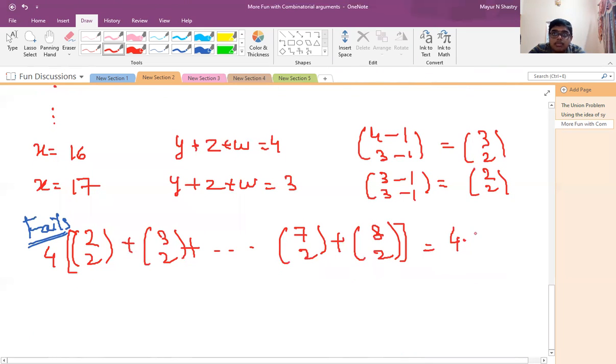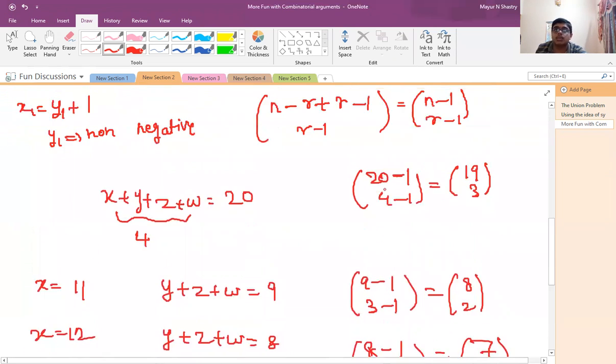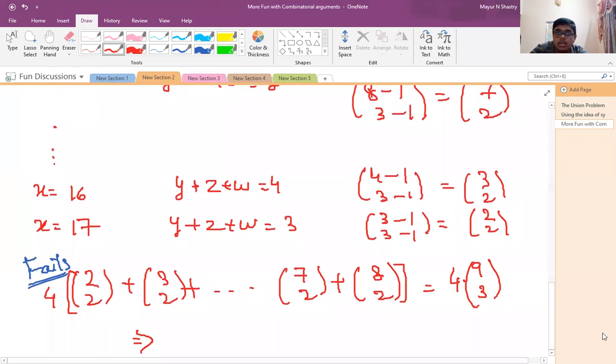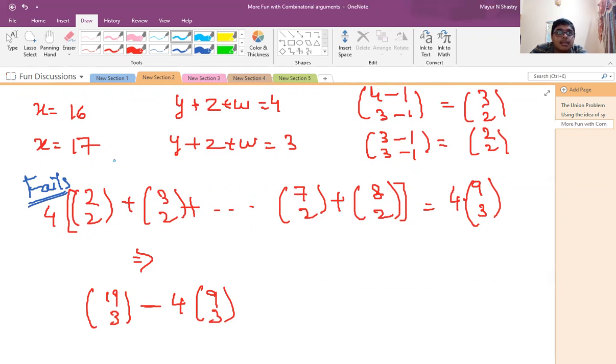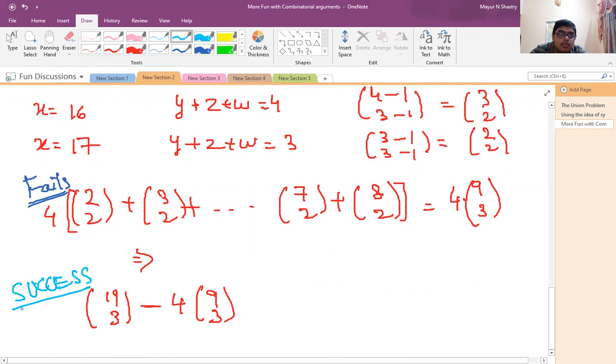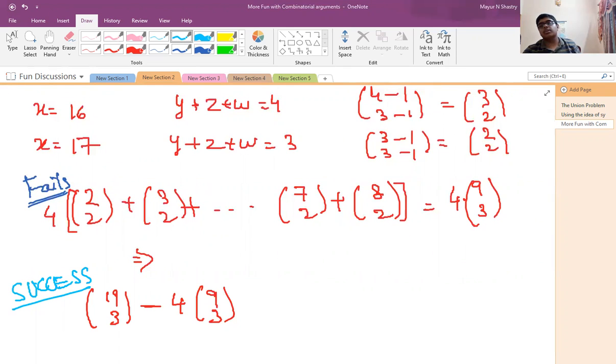So this is 4 times 9 choose 3. And so our final answer would be this. So we have 19 choose 3 to be the overall one, and minus the failed ones, 4 times 9 choose 3 would give us success. So that's the word in bold, success. So these are the number of cases. 19 choose 3 minus 4 times 9 choose 3. So that will give you the answer. You can evaluate it. You can try that.